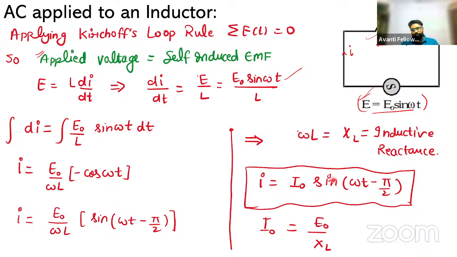Clear? So from here you can see I is equal to I naught sine omega t minus pi by 2. I hope this is clear to you. Now I naught is nothing but the maximum value of current, which is E naught by XL. Same concept as Ohm's law. Do not need to worry about it.